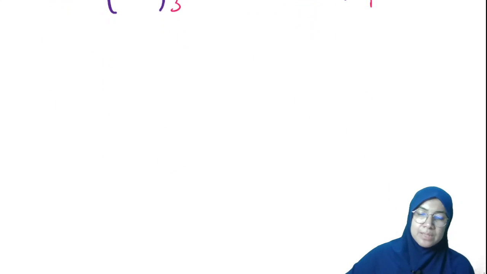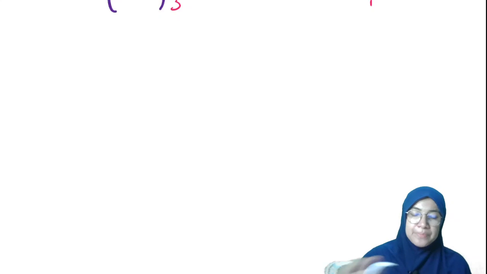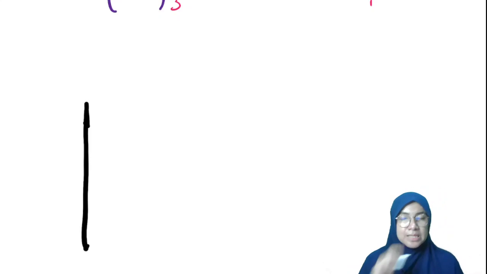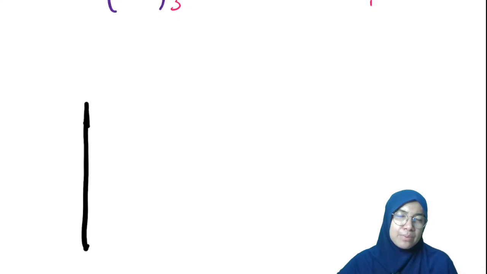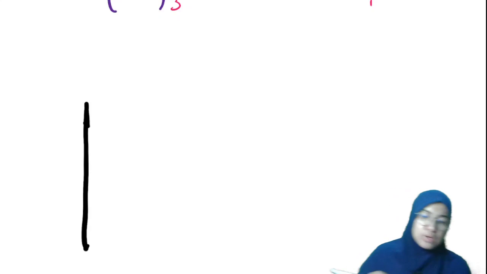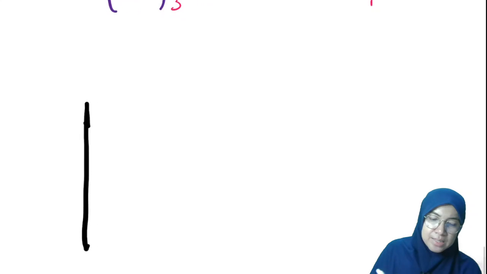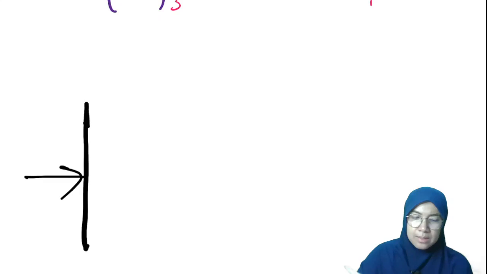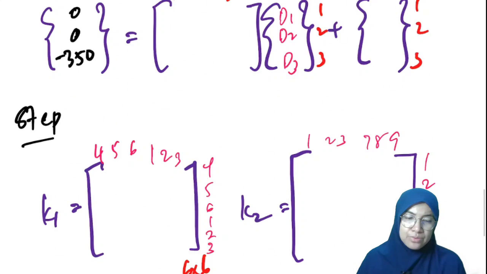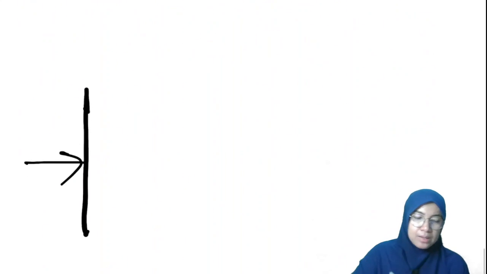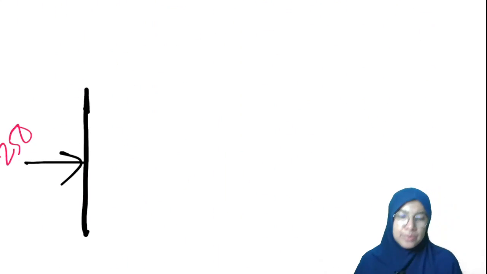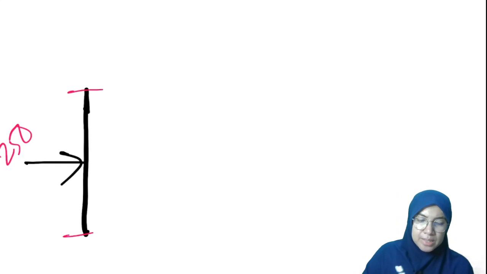The vertical element. Remember that this is element number one, and this is its behavior. If a load is applied like this, the value is 250 kilonewton. So what we need to do is just like this.